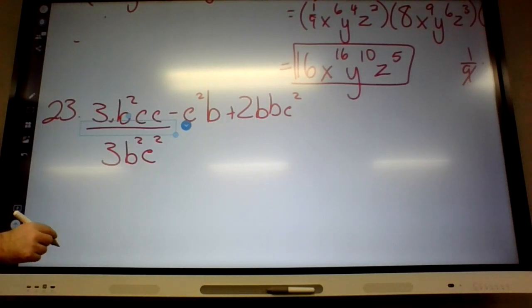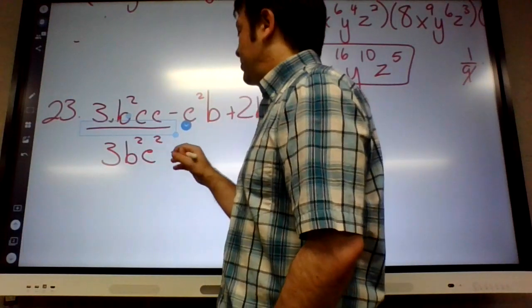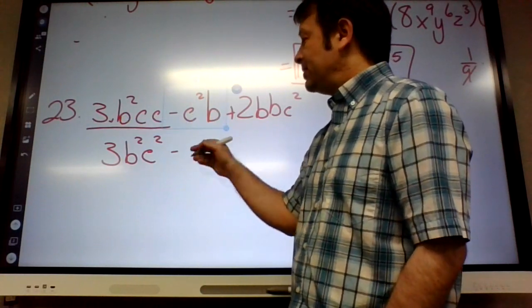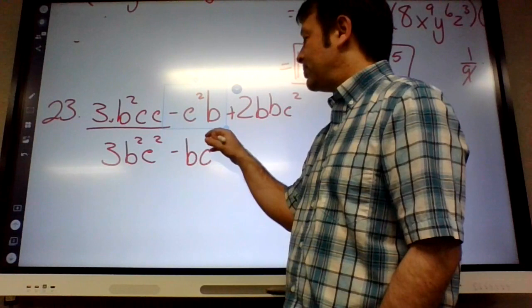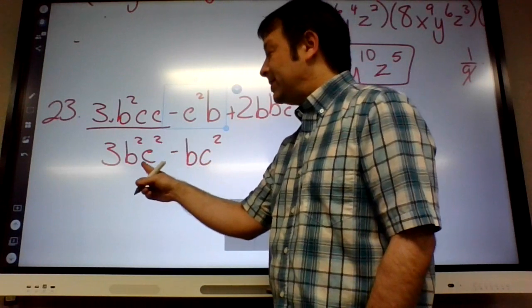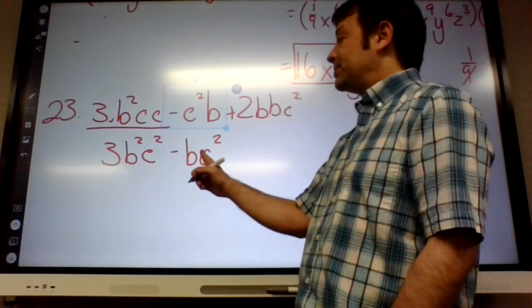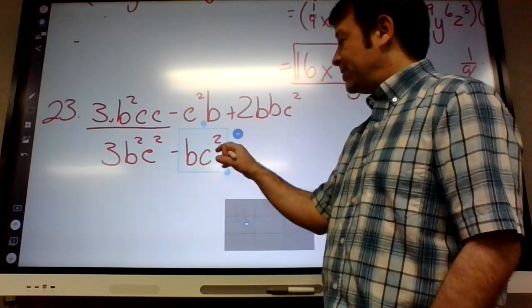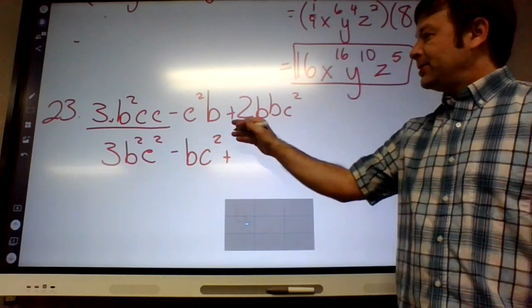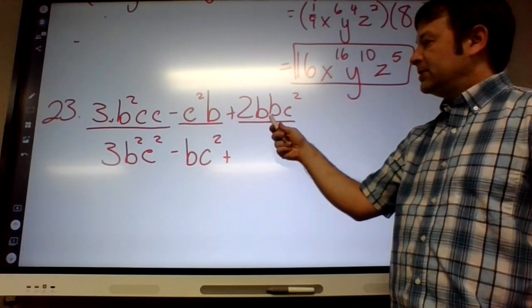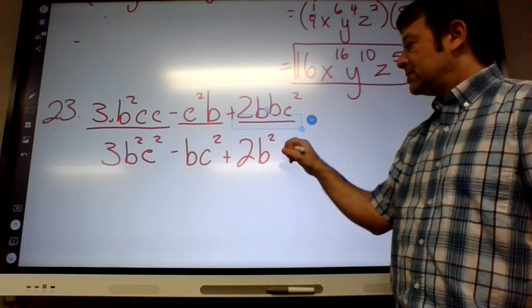Now, the order doesn't matter, but usually if you keep everything in alphabetical order, it might help you down the road. So c squared b is the same thing as b times c squared, right? The reason you might change it to alphabetical order is that it'll be easier to see if there are any like terms if they're all written the same. These two are the same, so you don't really have to change it, but anyway, the last term, so that doesn't simplify, the last term becomes 2b squared c squared.